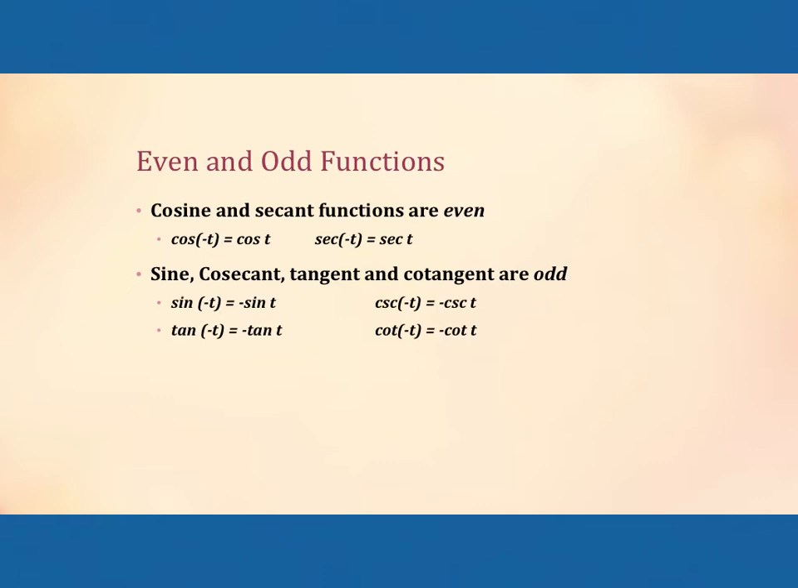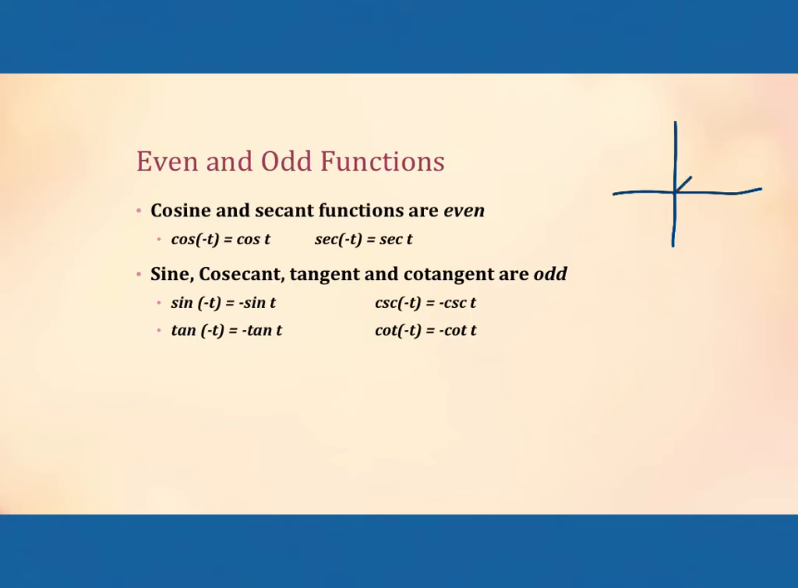Okay, even and odd functions. We've talked about this in terms of graphs, but now we're going to talk about it in terms of trig functions. The cosine and the secant functions are even, which means if I give you the positive angle or the negative angle and ask you for cosine or secant, they stay the same. They don't change. And think about why that happens. What coordinate is cosine? X or Y? X, right?